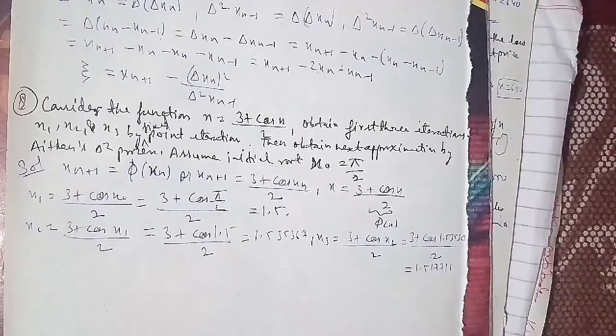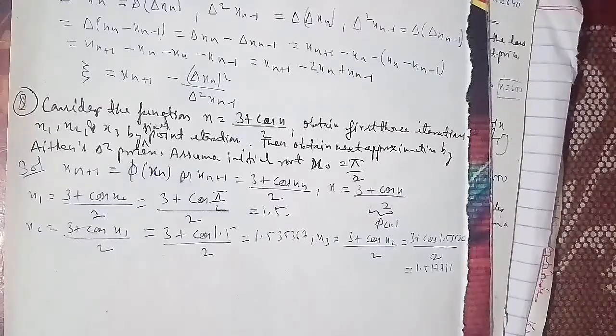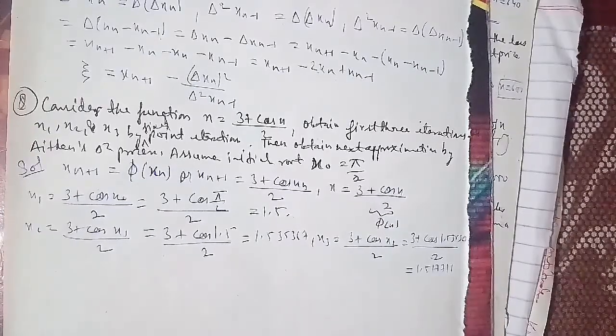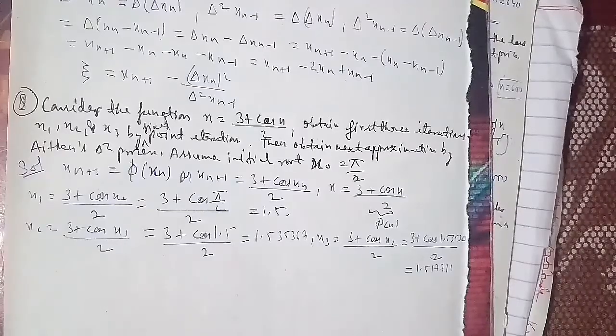Now let us use Aitken's delta square process. We make a table listing out the finite differences.